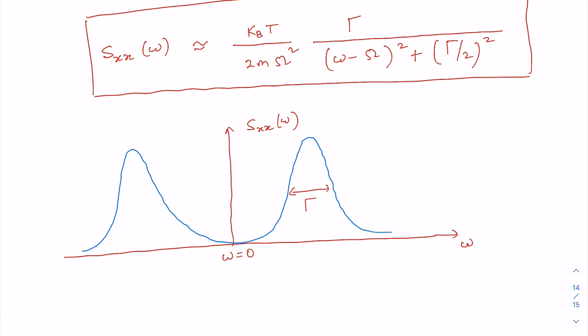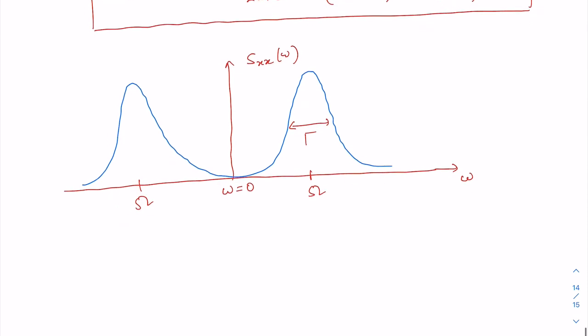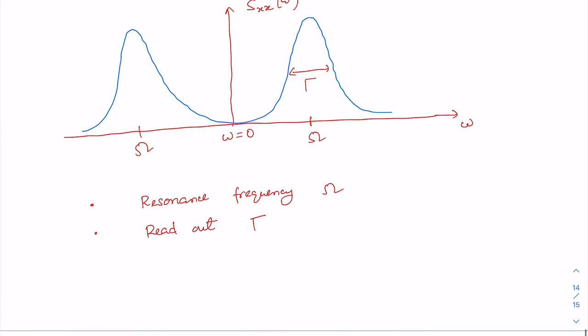And what are the other things that we can find out? We'll find that the peak is situated at capital omega, at the resonance frequency, in both the cases here. Maybe I'm not drawing it properly, but you take it as completely symmetric around omega equal to zero. And what are the other things that we can find out from this simple diagram? A couple of things. One is, you can find out the resonance frequency. The resonance frequency of the harmonic oscillator, capital omega, can be read out from this plot. And also, you can find out the damping rate. We can read out gamma, the damping rate, just by measuring the full width at half maximum of the spectrum.